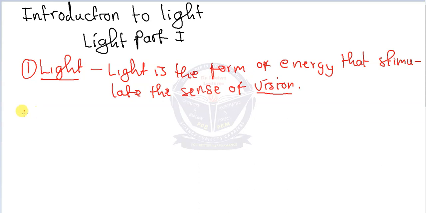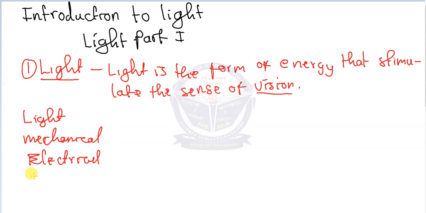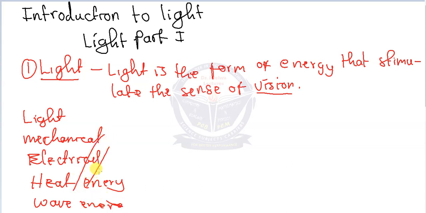Tulisoma pale kwenye work, energy and power, tuliona kuna different types of energies. Na tukakuta na ile law ambayo inasema energy can never be created or destroyed, but it can be transformed from one form of energy to another form of energy. Tulisoma kuna light energy, mechanical energy, electrical energy, heat energy, wave energy na energy zingine nyingi zaidi. So that is an introduction.